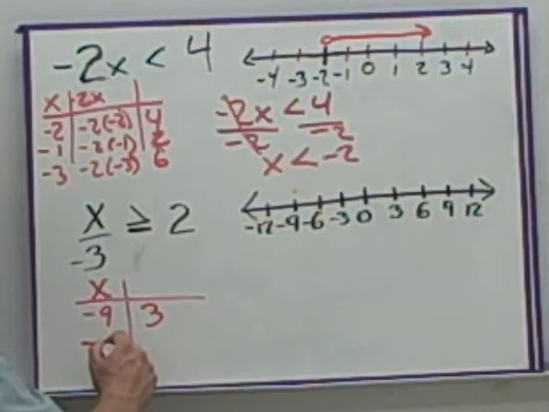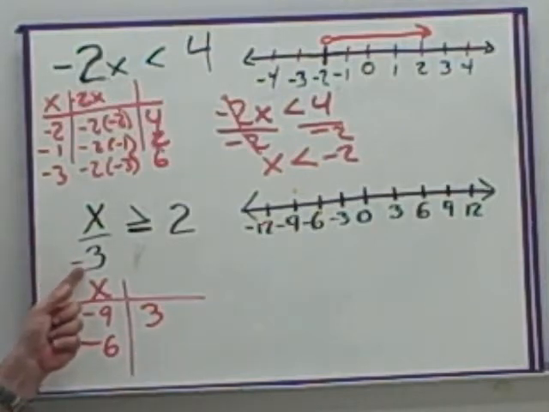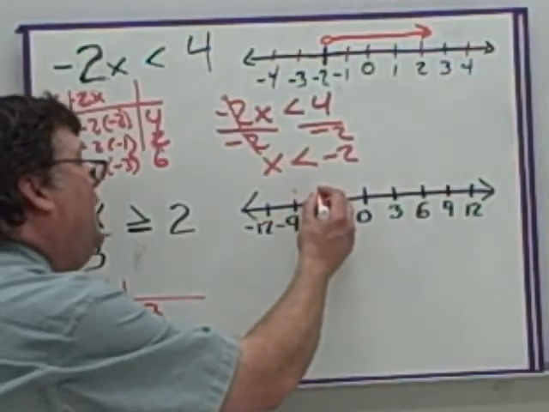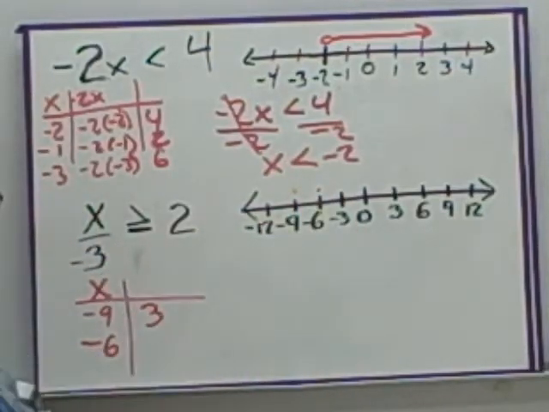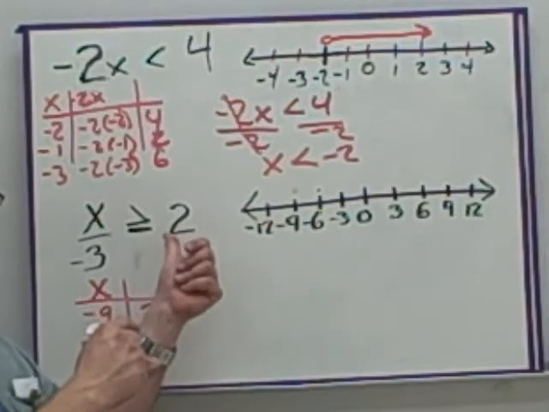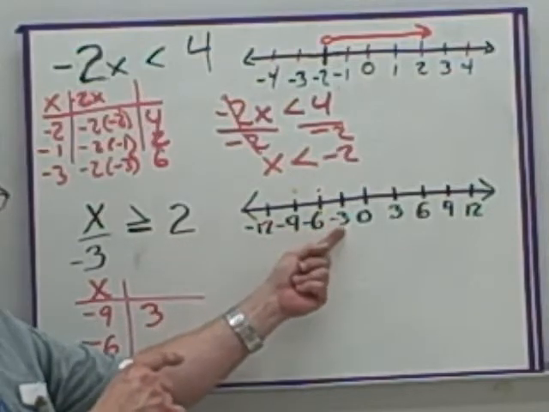Let's plug in negative 6. Negative divided by negative, again, is going to be a positive. 6 divided by 3 is 2. So at negative 6, we're going to get the equal point. That's good. Knowing that the equal point means that this is going to change something here.